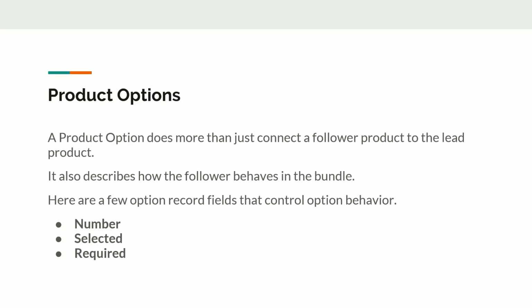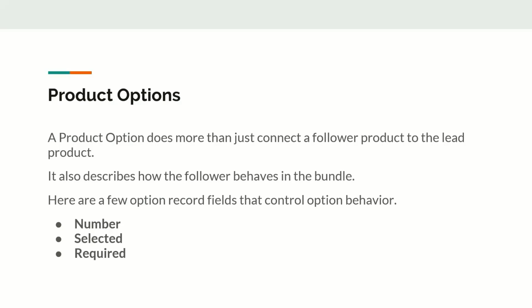A product option does more than just connect a follower product to the lead product. In this case, our lead product is laptop 13 or laptop 15, and our follower products are CPU, RAM, and storage. CPU, RAM, and storage are nothing but features. In those features, we will have product options. So in a particular bundle, to segregate the product options, we have features. It also describes how the follower behaves in the bundle.